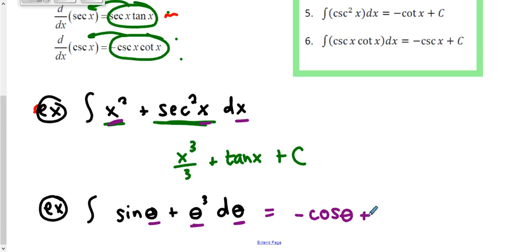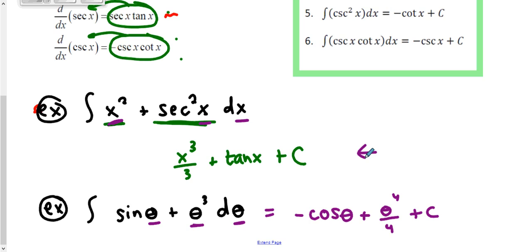Plus, we need to integrate theta cubed. There is no trig with that. It's not a trig rule. It's just power rule. So this is going to be theta to the fourth divided by 4. And then we have plus c on the end. So it's pretty much exactly the same as this one, except for x, we have theta. Okay.